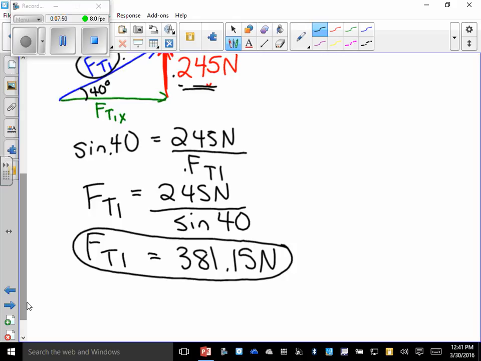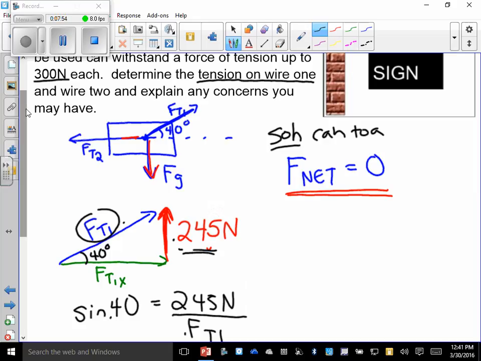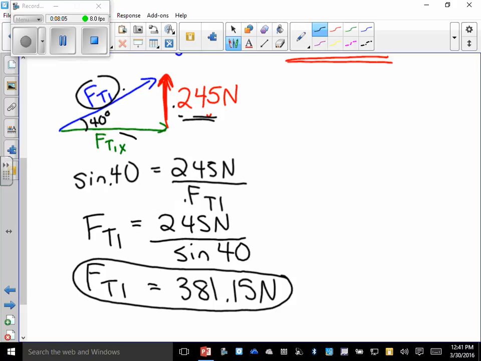Now let's look at the force of tension of the second wire. Well, Fnet needs to be 0, so this needs to be equal to the y component of this triangle. It needs to equal this value right here. So if we calculated Ft1x, then we would know what the force of tension of number 2 is. And that's what we're going to do here.